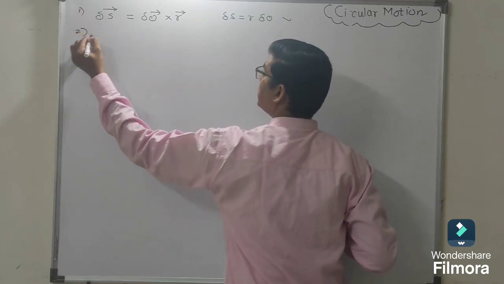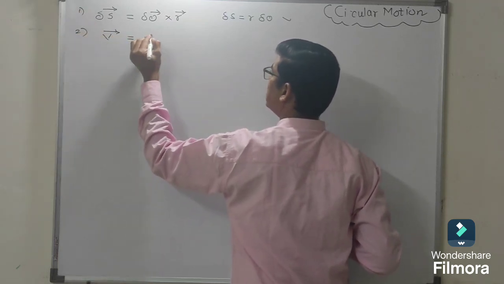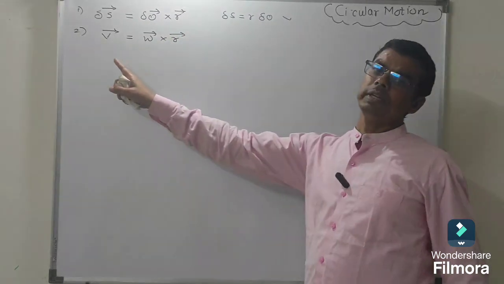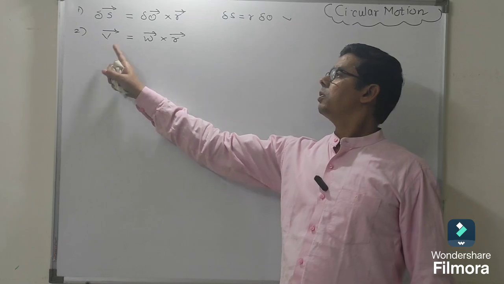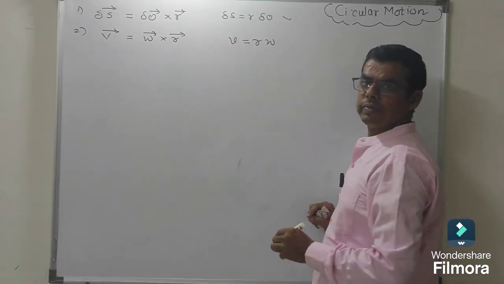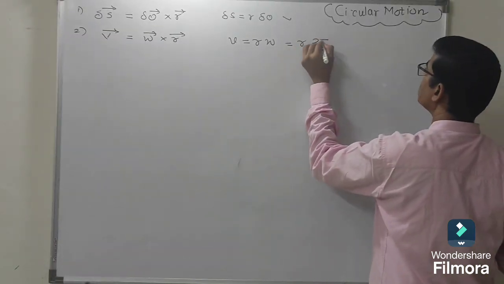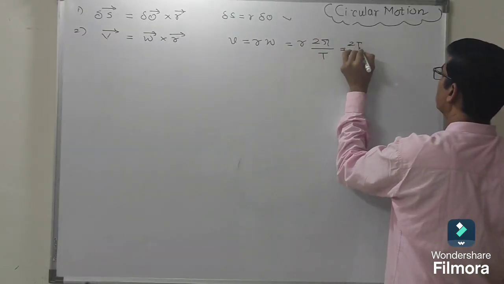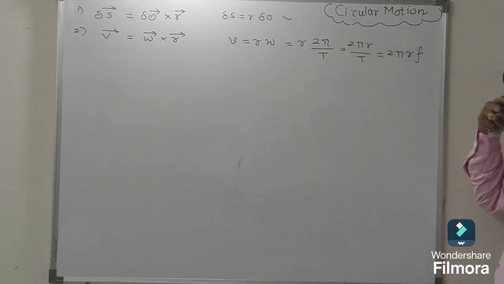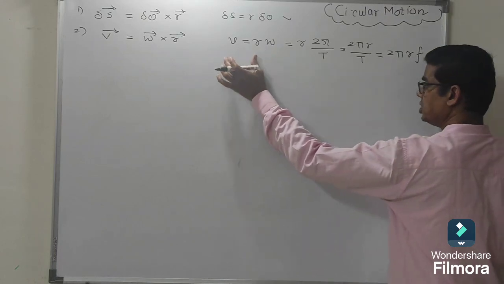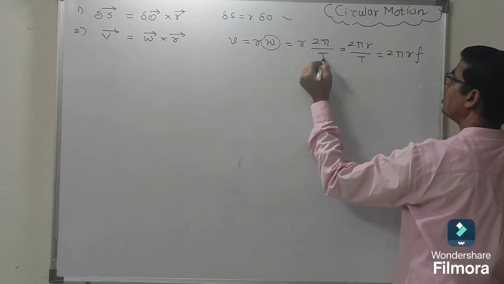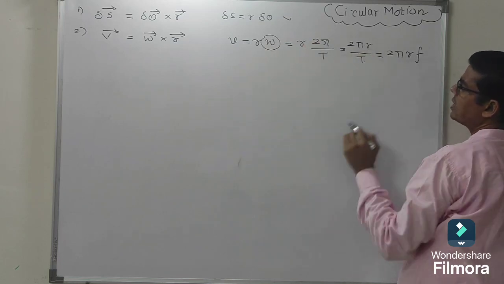Then the linear velocity and angular velocity relation: v bar is equal to omega bar cross r bar. In simple notation, in scalar format, v is equal to r omega. As omega is 2 pi upon T, we can write it as 2 pi r upon T. And 1 upon T is frequency, so we can write 2 pi r f. So the linear velocity relation is v bar equals omega bar cross r bar, v equals r omega, where omega is 2 pi upon T, T being the period, and 1 upon T is frequency.